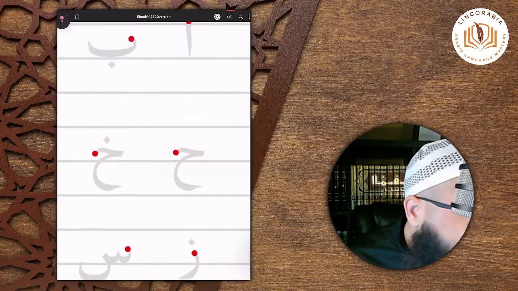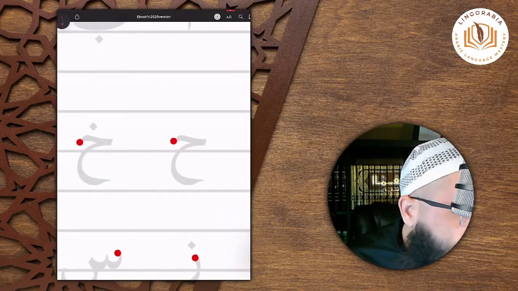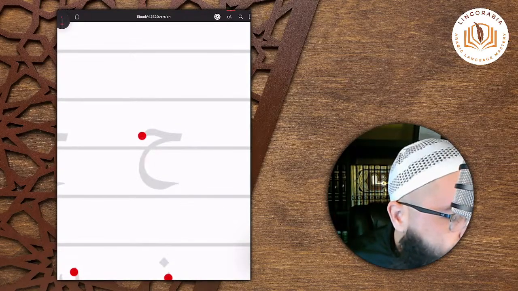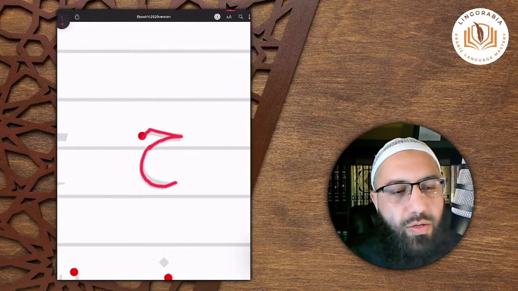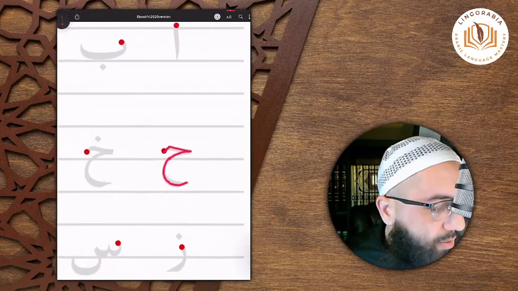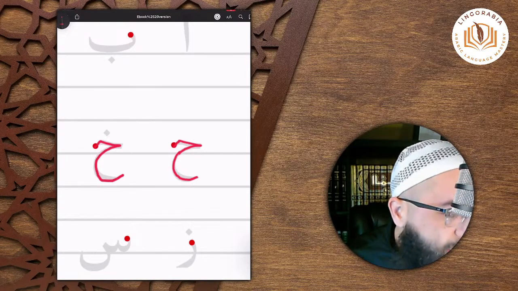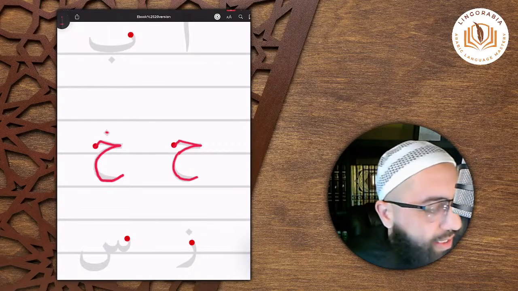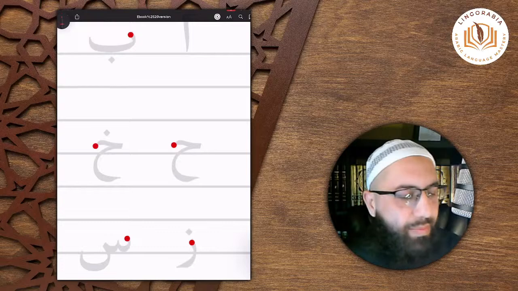to the next one. Let's go to the next one. And that's the ha. The ha, similar shape without the dot. You go up a little bit and you finish the shape. And also the kha, you go up and sidewards and then finish the shape. You see, only the kha has a dot on it. Okay, so you see they're similar in shape. So how you write them in a similar manner.